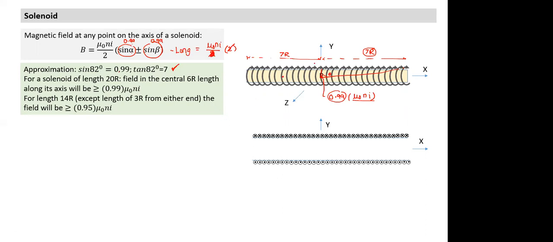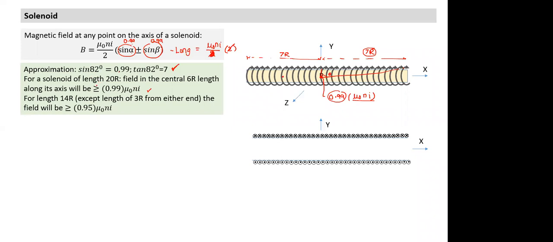So if we have a solenoid of length 14r, what will the field be at the center, on its axis? 0.99. Have you understood this calculation here? Ashay, have you understood? Yes, sir. Jaideep, have you understood this point? Yes, sir. Are you following why I have taken this 0.99?